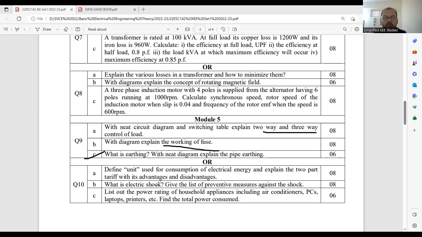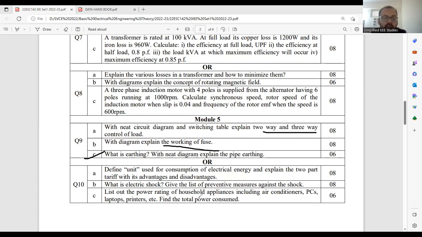What is electric shock? You can write in general: it is a sudden discharge of electricity towards the human body. That is called electric shock. Then what are the preventive measures? At least 10 steps you have to mention. Use gloves, the earthing should be proper, and broken parts should be removed. There are different strategies and criteria that you have to follow.